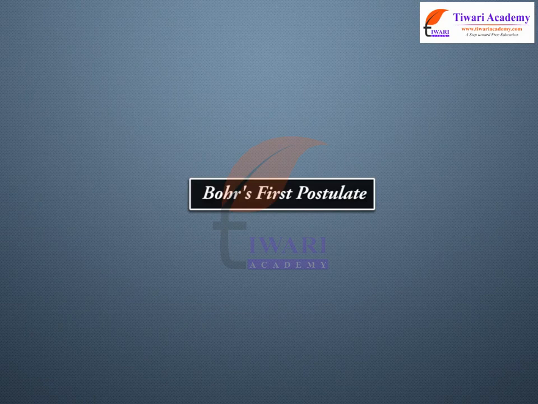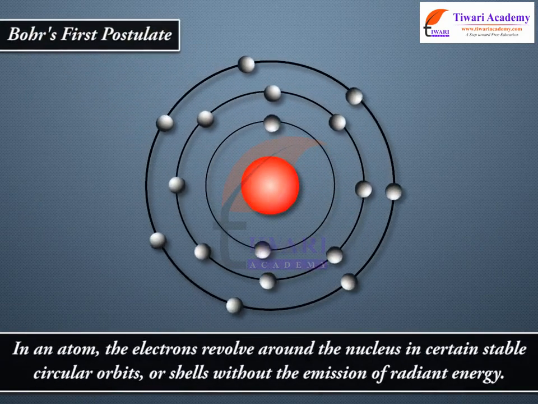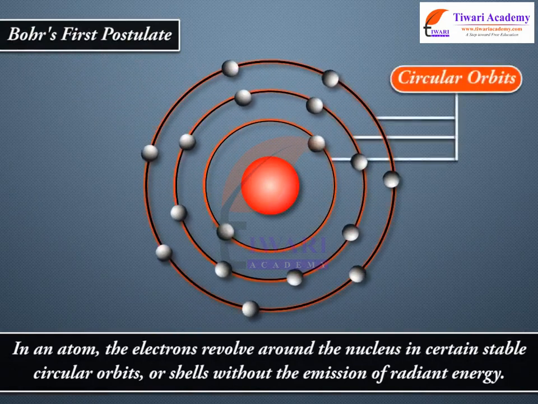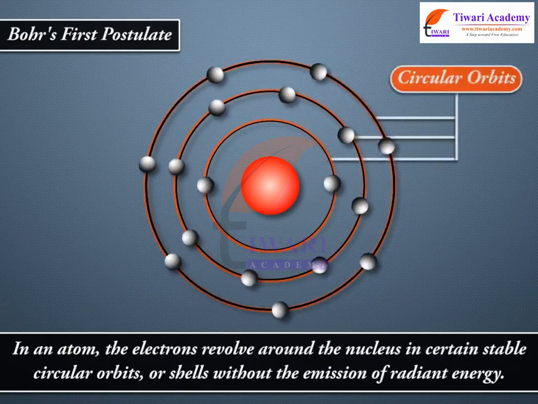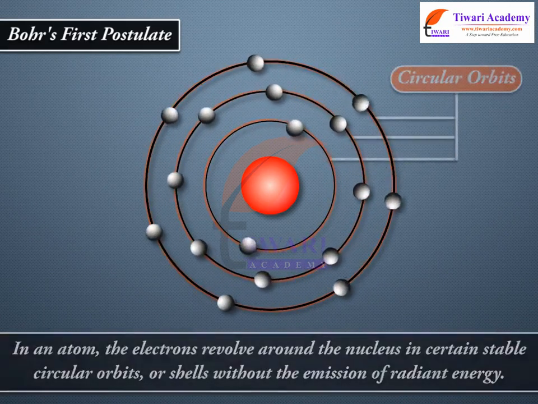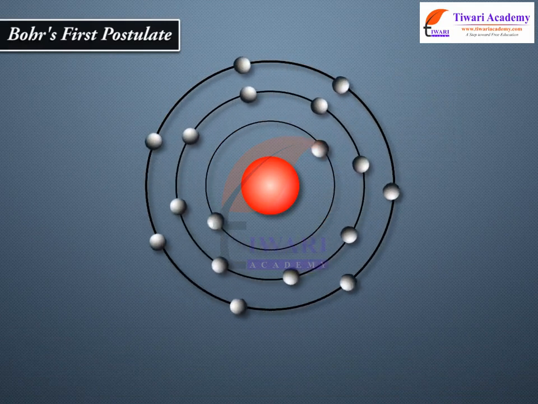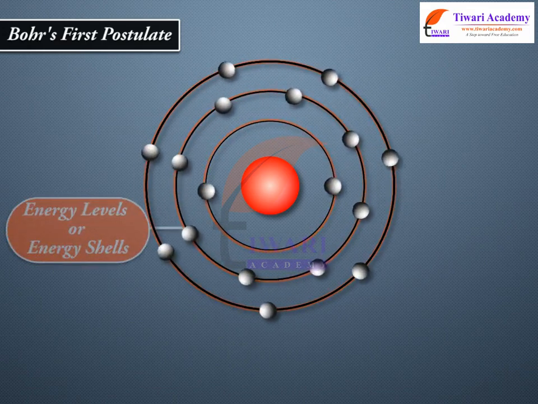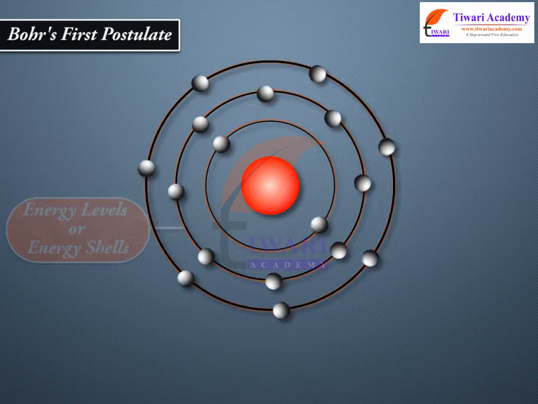Bohr's first postulate. In an atom, the electrons revolve around the nucleus in certain stable circular orbits or shells without the emission of radiant energy. Each shell or orbit corresponds to a definite energy. Therefore, these circular orbits are also known as energy levels or energy shells.